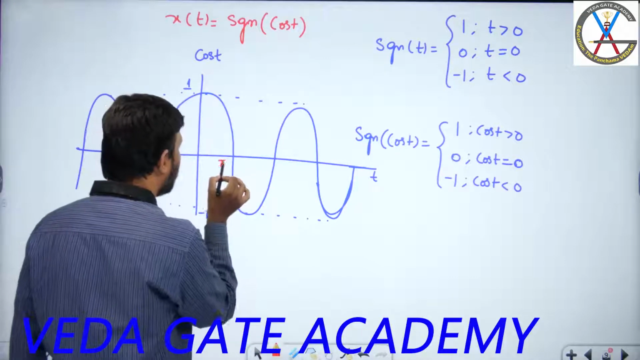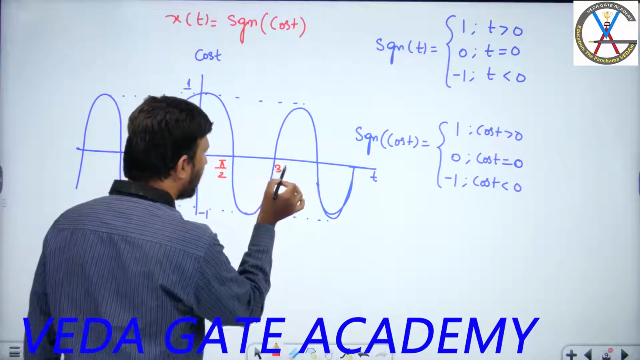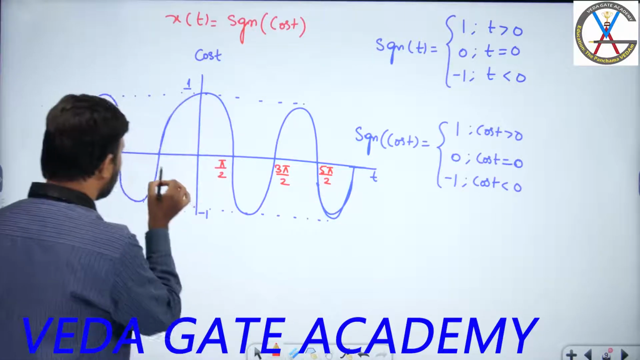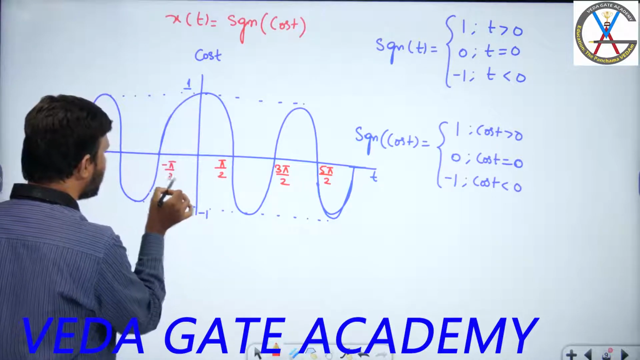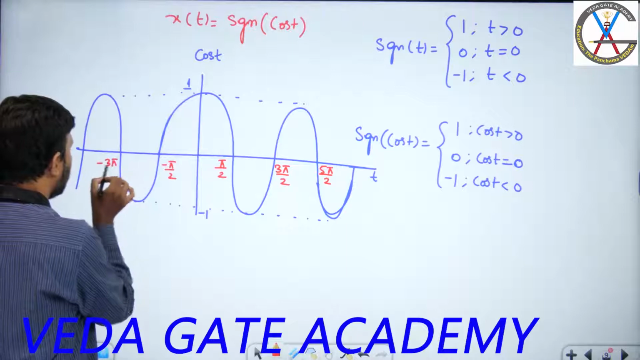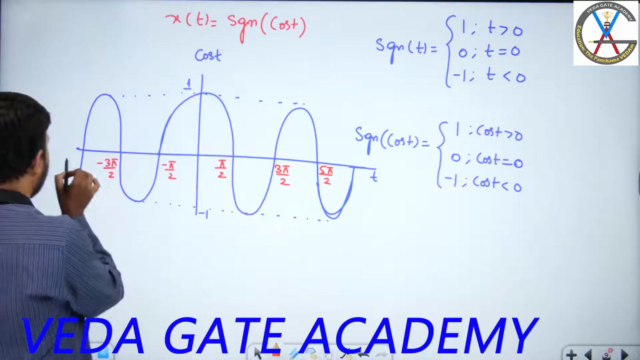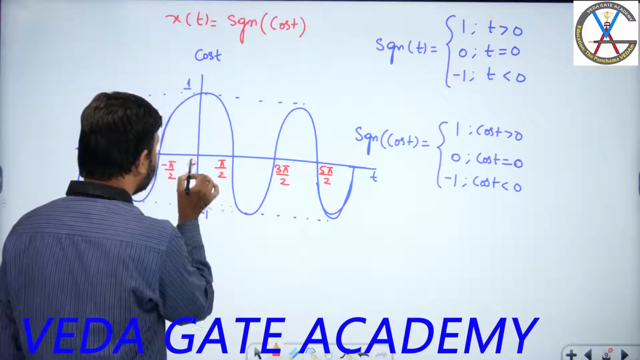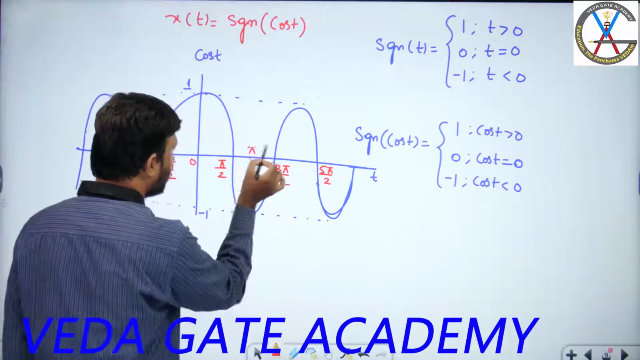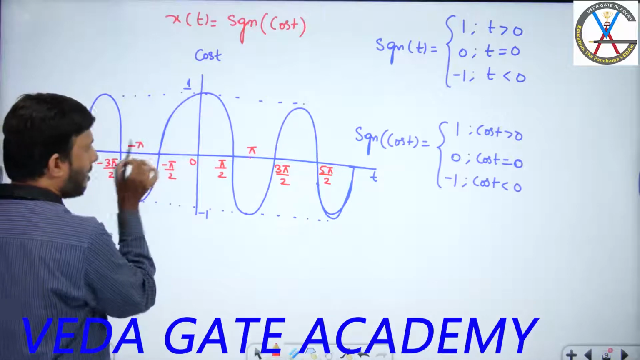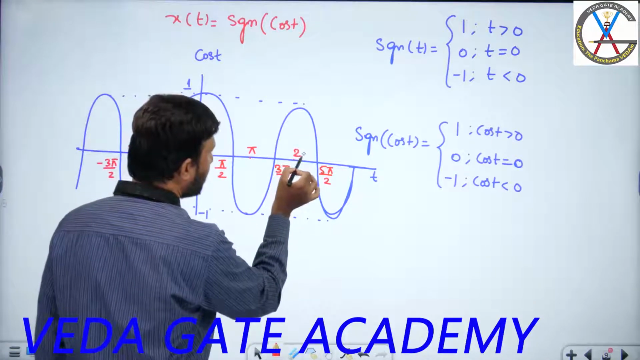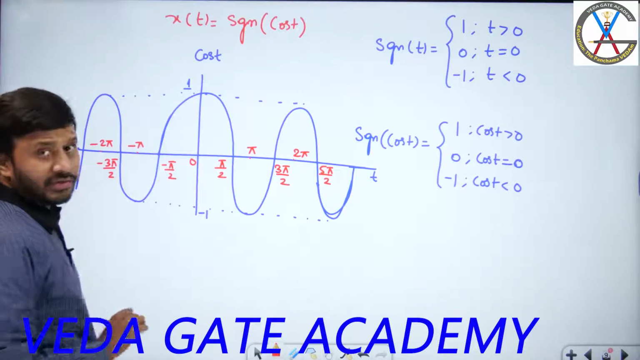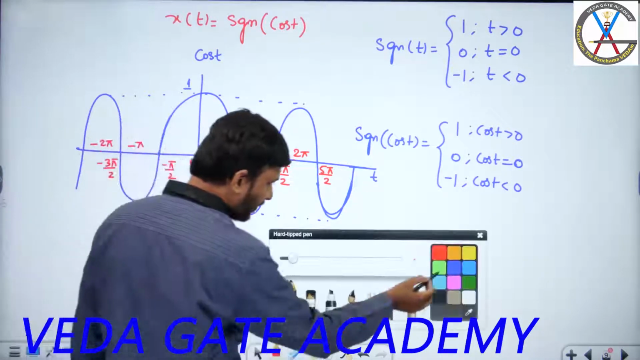And what are these values? This will be pi by 2, this will be 3 pi by 2, 5 pi by 2. Minus pi by 2, minus 3 pi by 2, minus 5 pi by 2, and so on. And this is 0. This value is pi, this value is minus pi, this value is 2 pi, this value is minus 2 pi. This is cos t. Now let's draw signum of cos t.